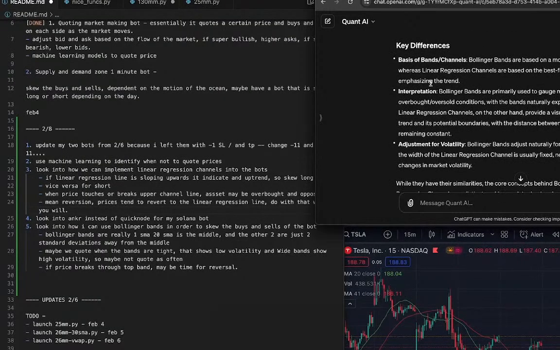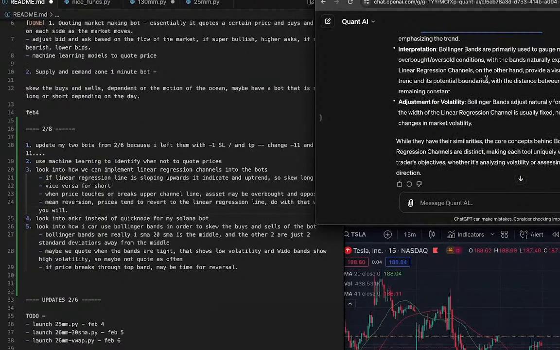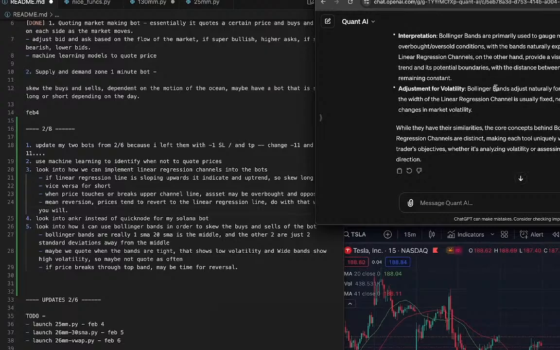The key differences: basis of bands/channels. Bollinger Bands are based on moving averages and volatility, whereas linear regression channels are based on the best fit line through the price data, emphasizing the trend. Bollinger Bands are primarily used to gauge market volatility and overbought, oversold conditions, with the bands naturally expanding. Linear channels provide a visual representation of the trends and their potential boundaries.